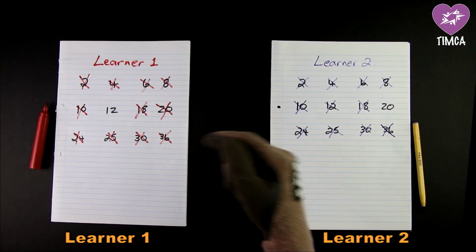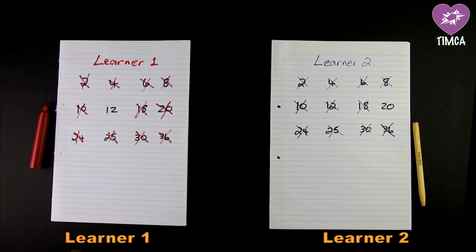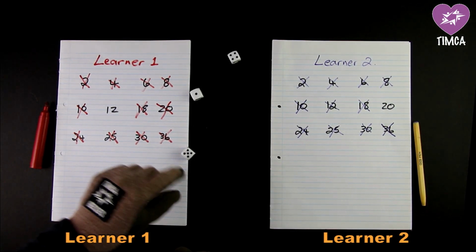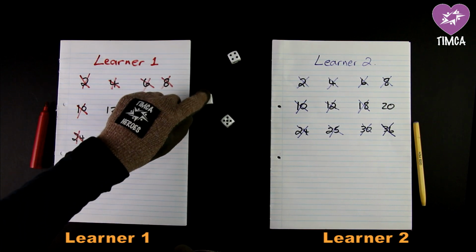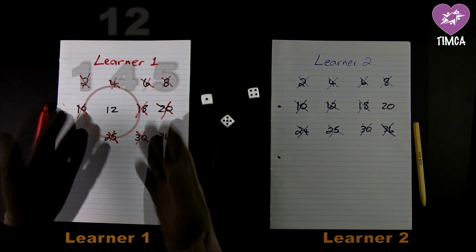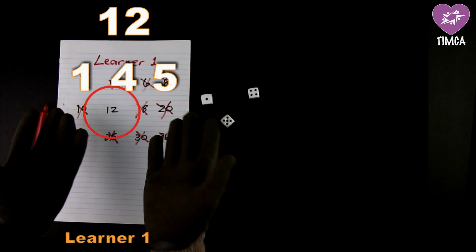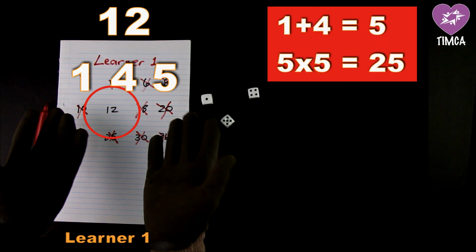We have now moved further into the game, and learner 1 needs a 12 and learner 2 needs a 20 to win the game. Learner 1 has thrown a 5, a 4 and a 1, and we are now going to look at a number of combinations for 5, 4 and 1. Learner 1 needs 12 and is not going to get 12 from this particular combination.